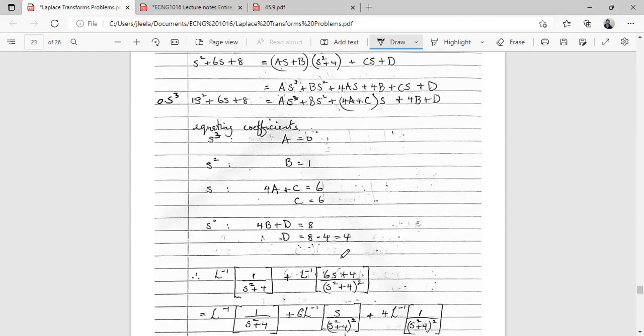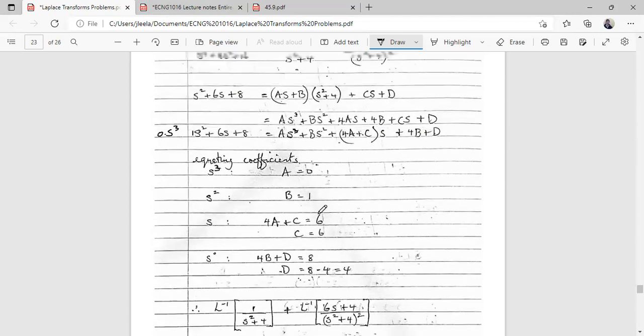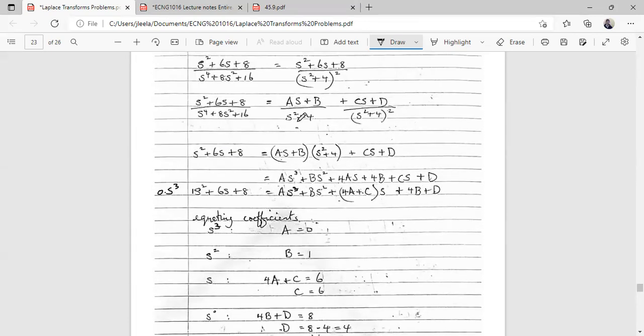And then finally, the coefficient of s to the power 0, which is the constant. So 4b plus d will be 8. So d would be 8 minus 4b, and you know that b is 1, so 8 minus 4 is 4. So we have all our values there now, right? So a is 0, b is 1.